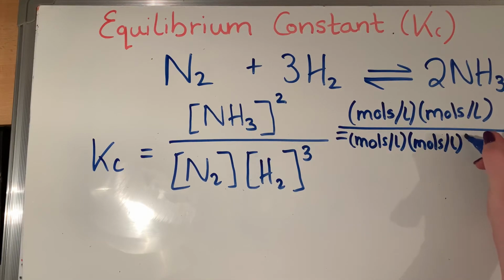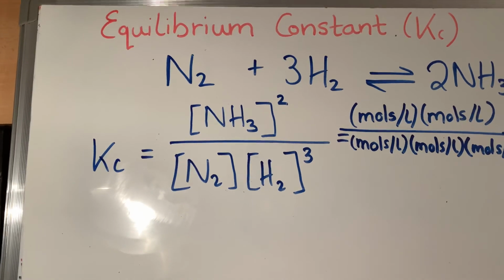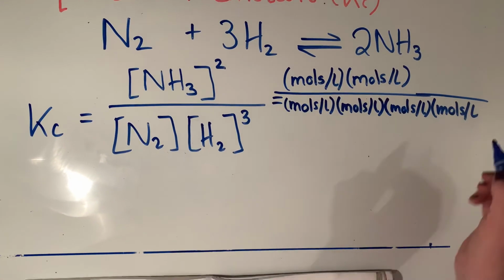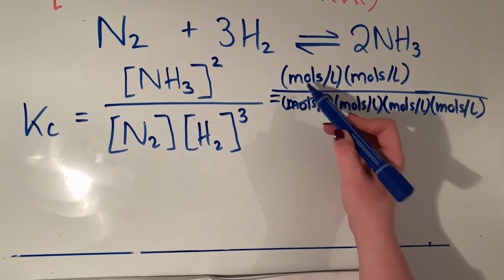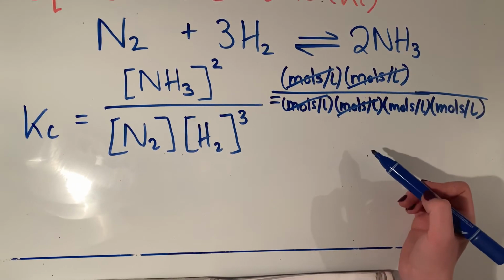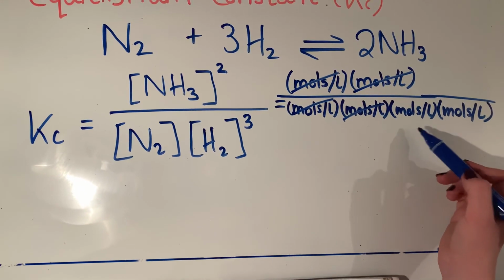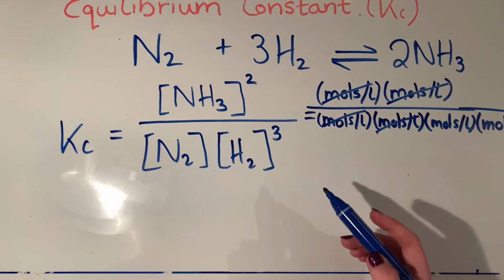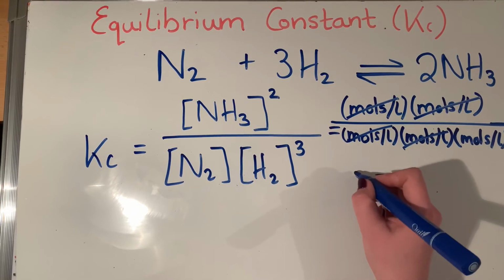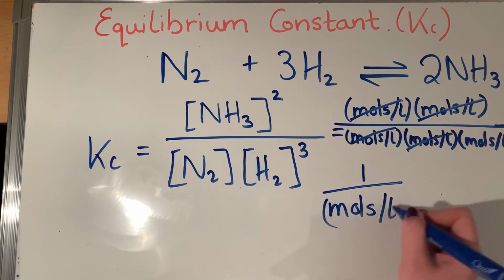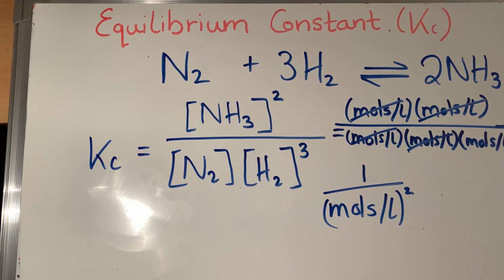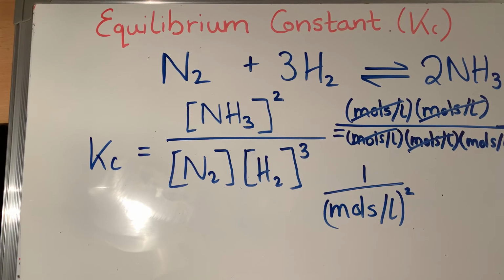So I'll try and squeeze this in. Moles per litre times moles per litre. So let's lift this up so you can see. What I have here is 2 moles per litre on the top and 4 on the bottom. So 2 of these are going to cancel out, but we're still left with 1 over moles per litre squared. So the units for this expression of Kc is going to be 1 over moles per litre squared. And that is how you work out the units for an equilibrium constant.